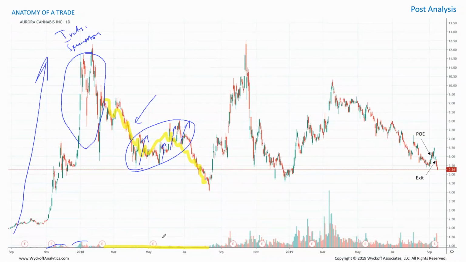So there is some selling that we can see from the volume signature, and it's just institutions, so pros are shorting into the rallies.